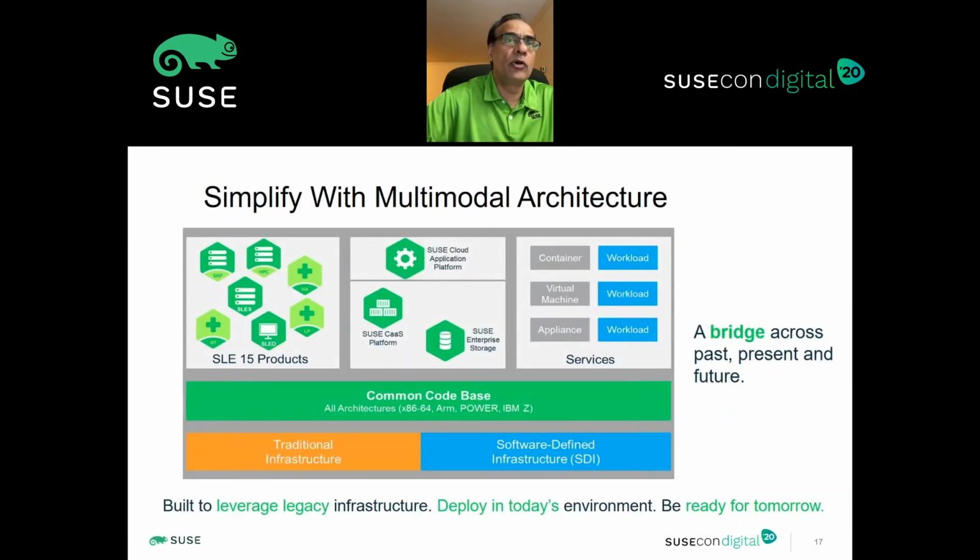Now let's take a look under the hood. What does it actually look like? So the key thing here is common code base. That's what makes it silicon agnostic for all architectures. So from architecture A to Z, from ARM to x86 to IBM Z, the same common code base runs on all architectures. And that makes life very easy for the system administrators. They don't have to worry about what code stream is running where. All the products are based on that.